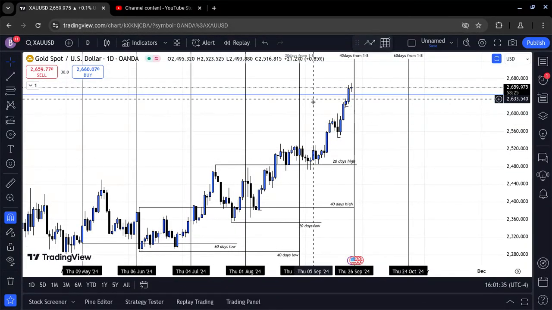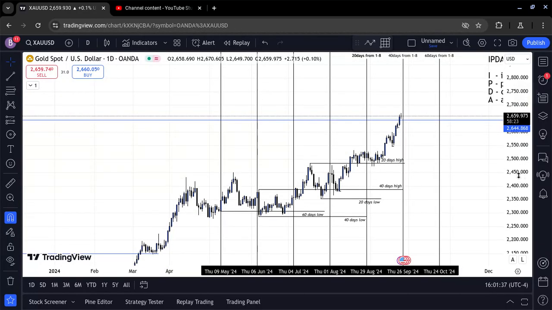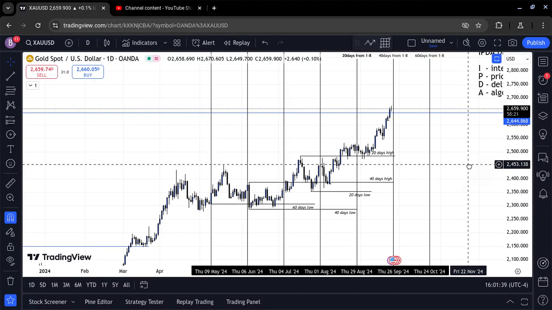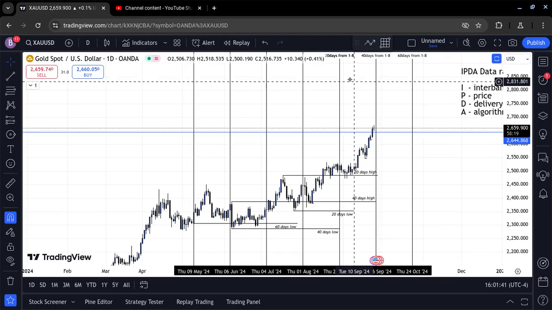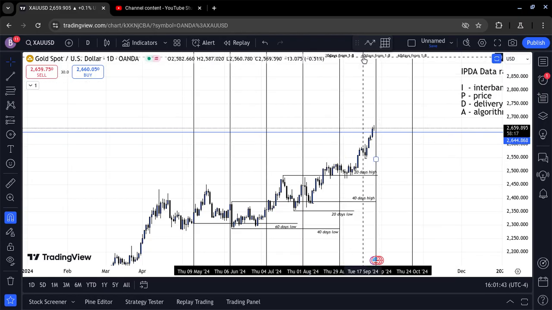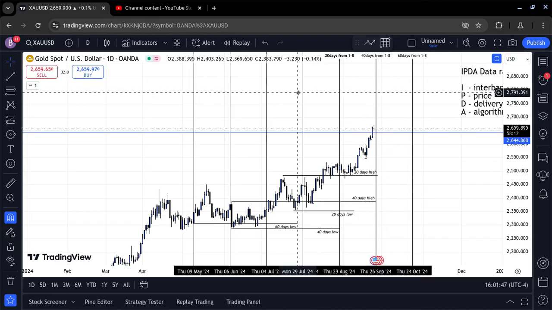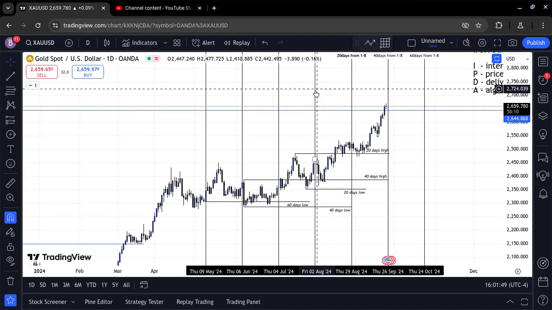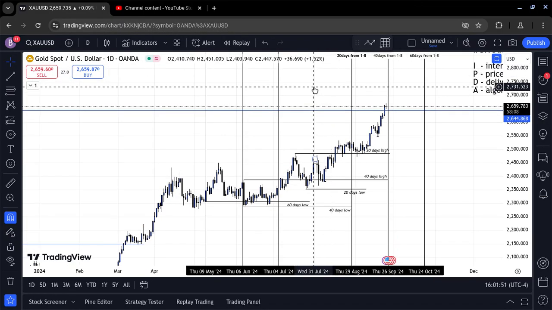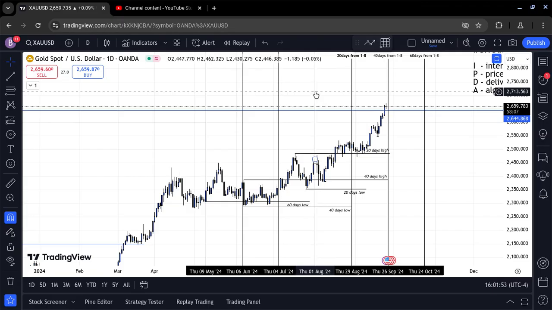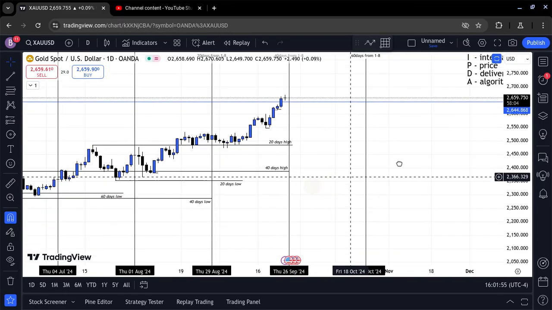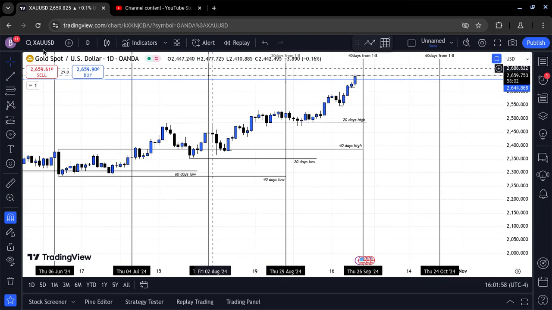I want to show you a really practical example of what is IPDA data range and how to calculate it. It's calculated 20 days, 40 days, 60 days, back and forth of any beginning of the month. I'll take an example of the beginning of August over here. You can see this on a daily time frame, of course. This is the gold chart.